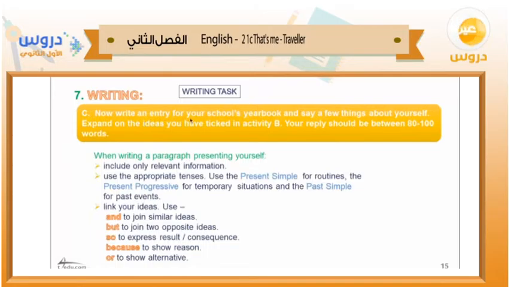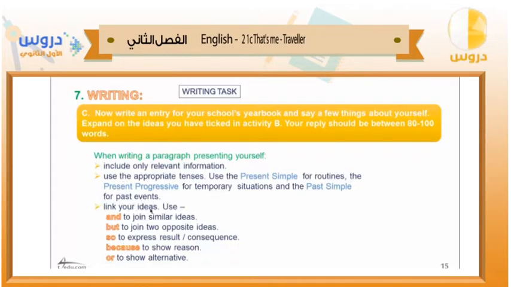Now write an entry for your school's yearbook and say a few things about yourself. Expand on the ideas you have ticked in activity B. Your reply should be between 80 to 100 words. Remember, when writing a paragraph presenting yourself, include only relevant information, use the appropriate tense, use the present simple for routines and the present progressive for temporary situations, and of course the past tense for past events.